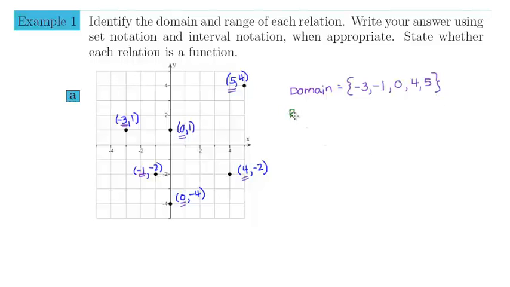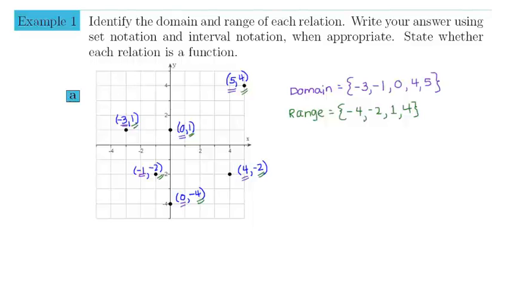Next, let's look at the range. The range is the set of output values of this relation, the y values, if you like, the y-coordinates for each ordered pair. And the range then would consist of the objects that I'm underlining here. That would be a 1 here, a 4 here, -2, -4, and a -2. So let's list those as a set. The range, starting at the bottom and working our way up, would be -4, -2, 1, and 4. Do you see those y values that you obtained for the range?